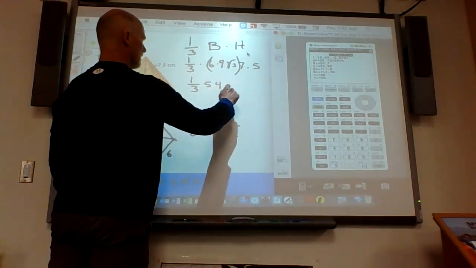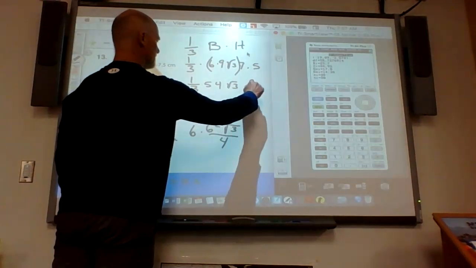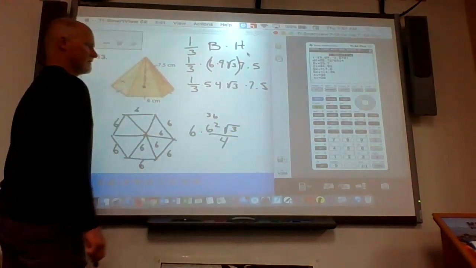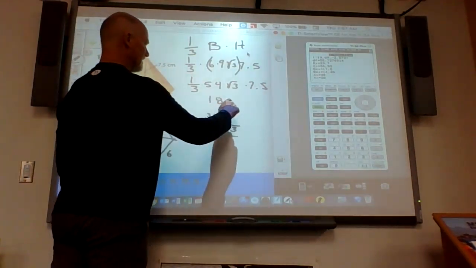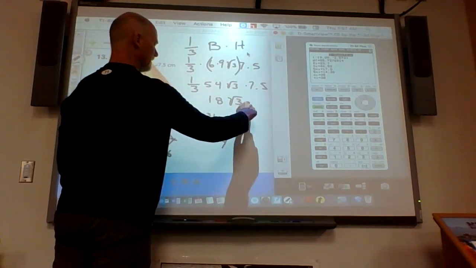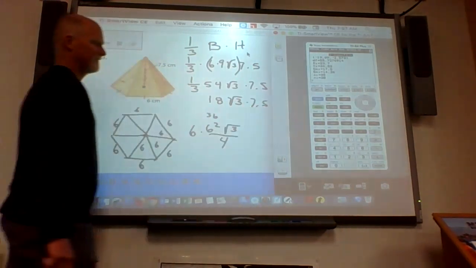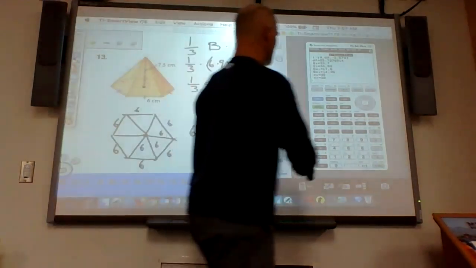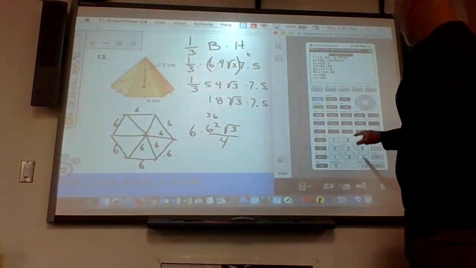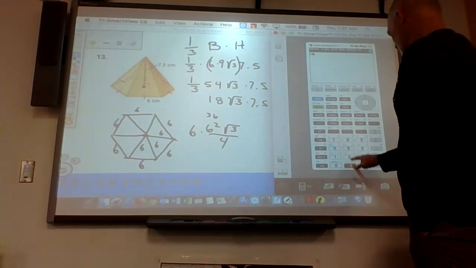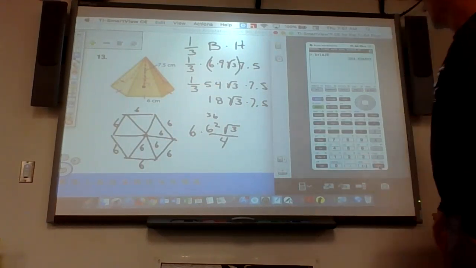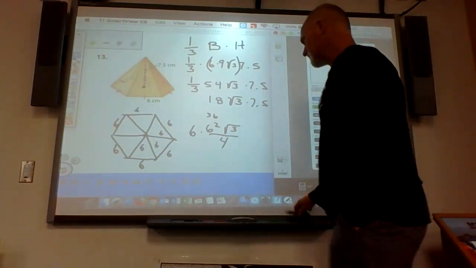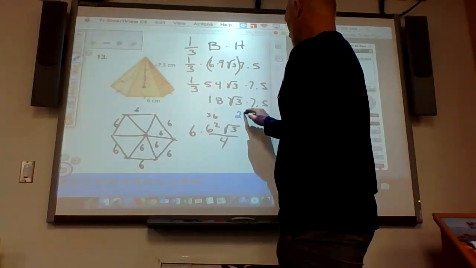54 radical 3 times 7.5. So 1/3 of 54 is 18. So we have 18 radical 3 times 7.5. And I would then use my calculator. I could have used my calculator sooner, but I chose not to. 7.5 times 18, second square root of 3, and it gives me 233.8. And that is the final answer.